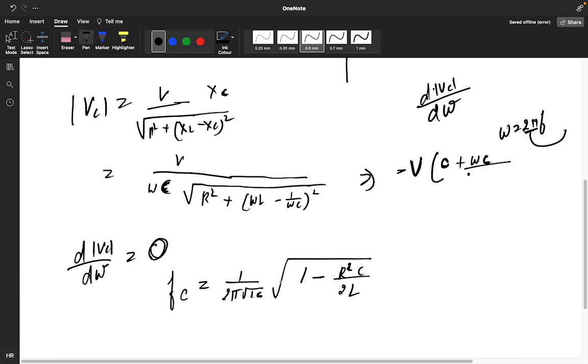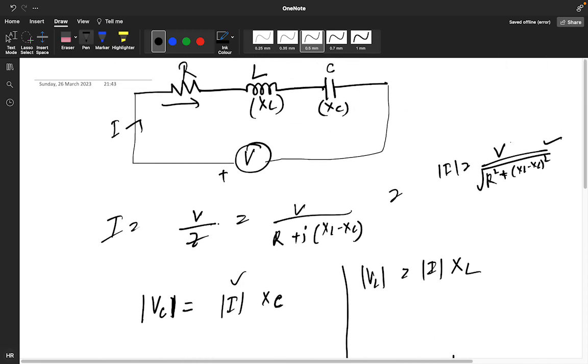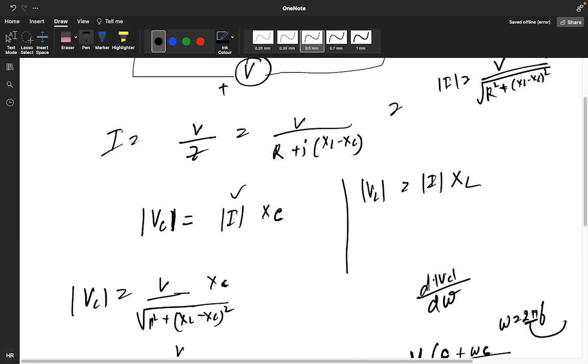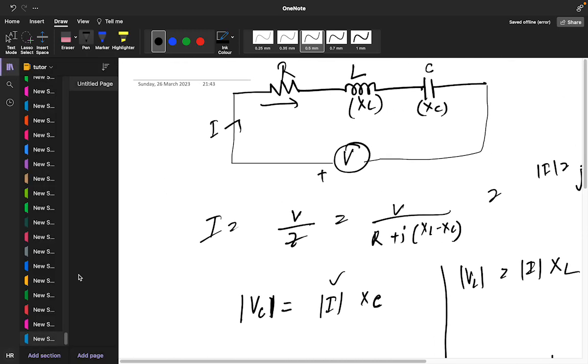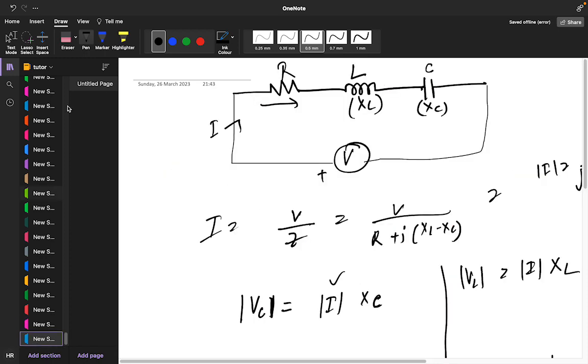Yes, sir. So, see what I am saying. You are writing I is equal to V by Z, V divided by R plus j(XL minus XC). The magnitude will be V divided by root under R square plus XL minus XC the whole square. VC will be I into XC, and VL will be I into XL. Now we want to get this particular fc value, means at what frequency we are getting the maximum capacitor voltage, and at what frequency we are getting the maximum inductor voltage.